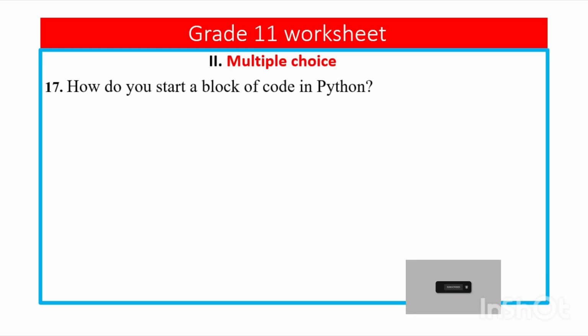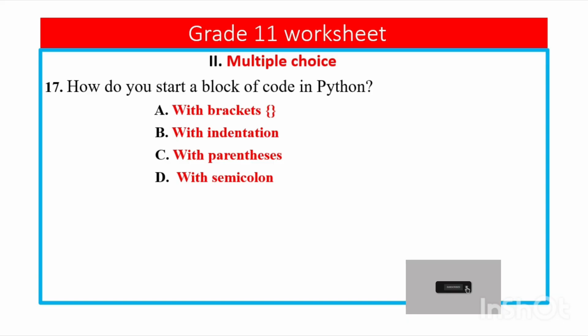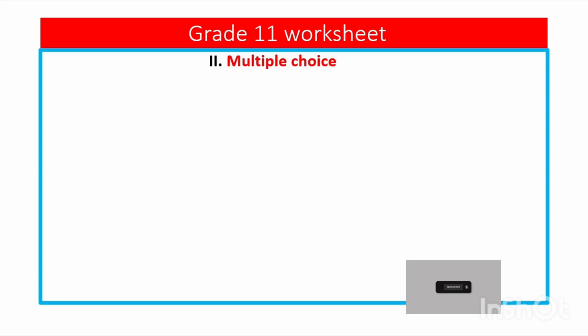Question 7. How do you start a block of code in Python? A. With brackets. B. With indentation. C. With parentheses. D. With semicolon. Question 8. What data type is the result of 10 / 2? A. Int. B. Float. C. Double. D. Long.